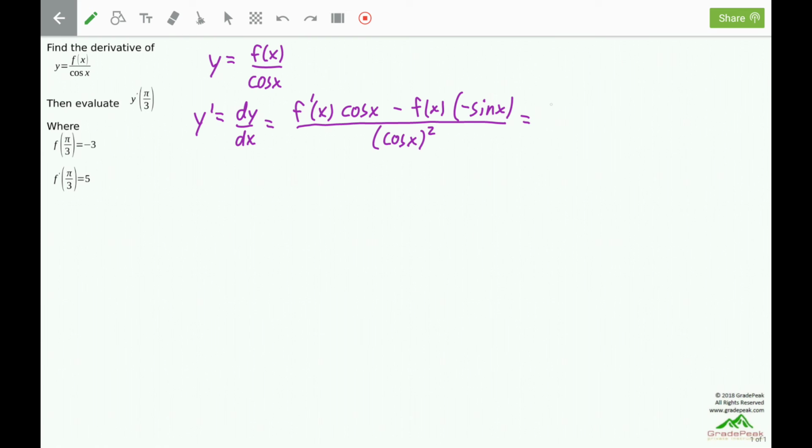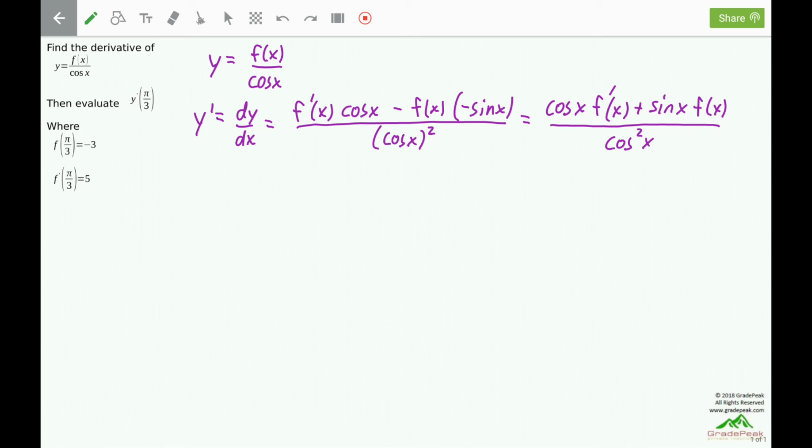Now I'm going to rewrite this. I'll put the cosine x first and then f prime of x. And then a double negative, so a positive sine x, f of x. And all of this is over cosine squared of x is another way to write that. So there's our derivative y prime, or dy dx. The next thing to do is evaluate this at pi over 3.